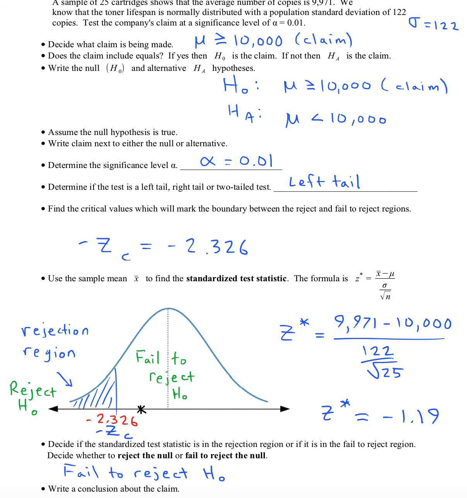Now, before you even decide how to word your answer, it may be helpful to write next to the hypotheses which one you like and which one you don't like. We fail to reject H0, which means that we actually like it. And that means we don't like HA. So whatever you say in your final conclusion, you want it to be in agreement with these.